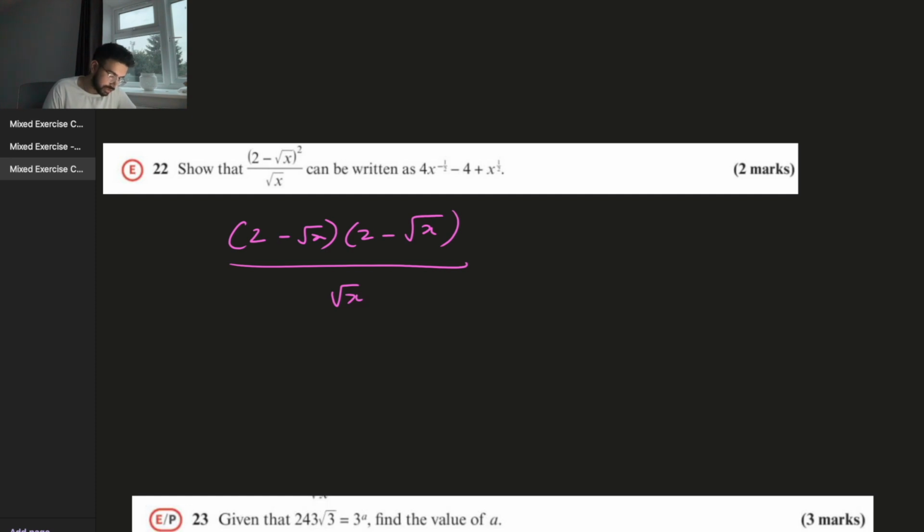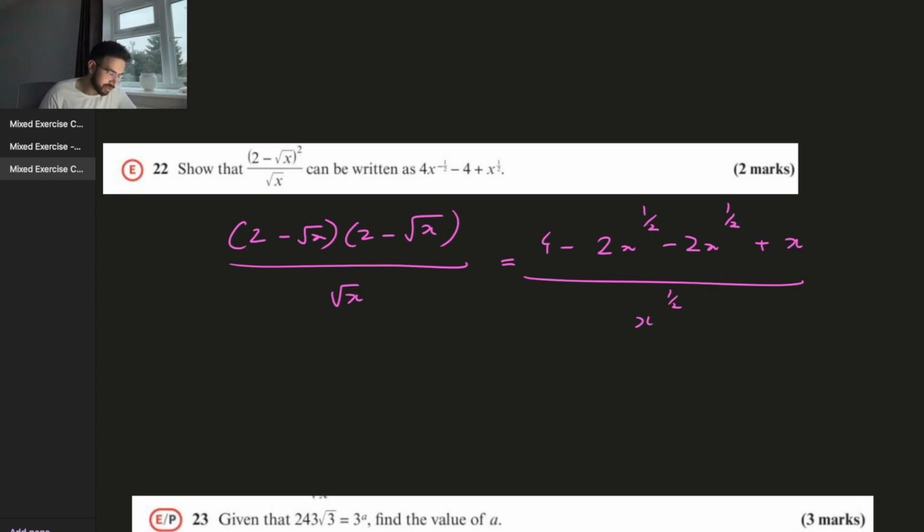So once I expand it, I'm going to end up with 4 minus 2x to the half minus 2x to the half, and then I'm going to get plus x to the half plus a half. Now, all I want you to remember is root x is equal to x to the power of half. That's why we can add the two powers together. And that is simply going to be x to the 1. So just x. Let's not over confuse you guys there. Right, so let's get into this form. So now this is all over x to the half.